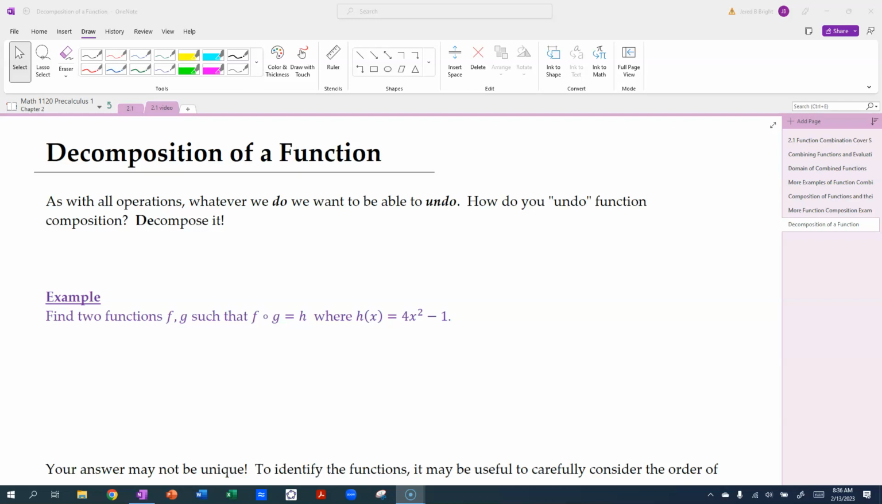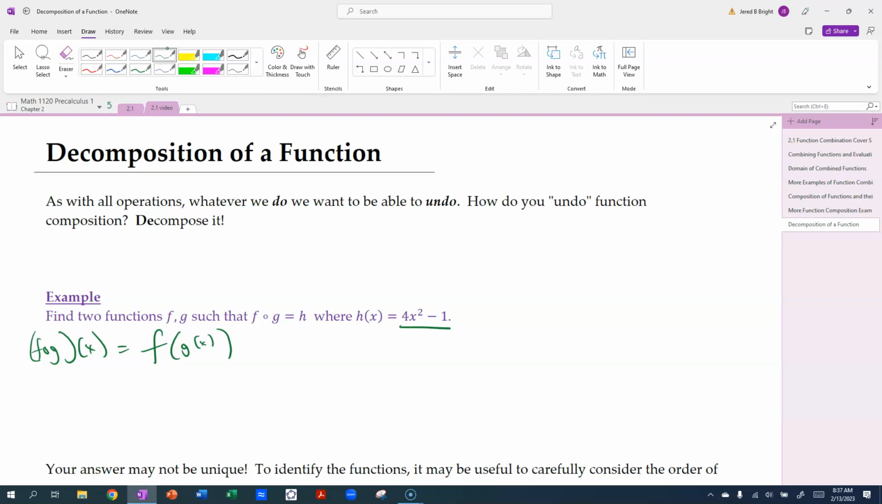In other words, if we have a function like we have here, h of x, that's already composed, we want to be able to decompose it. We want to undo that. So we want to find two functions such that when we do f of g of x, maybe I'll just write this a little bit better, f of g of x, we insert g into f such that we get this 4x squared minus 1.